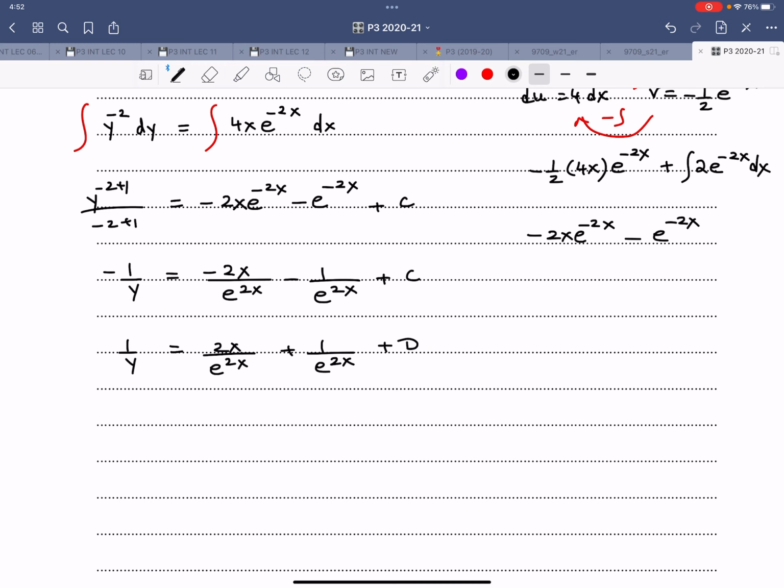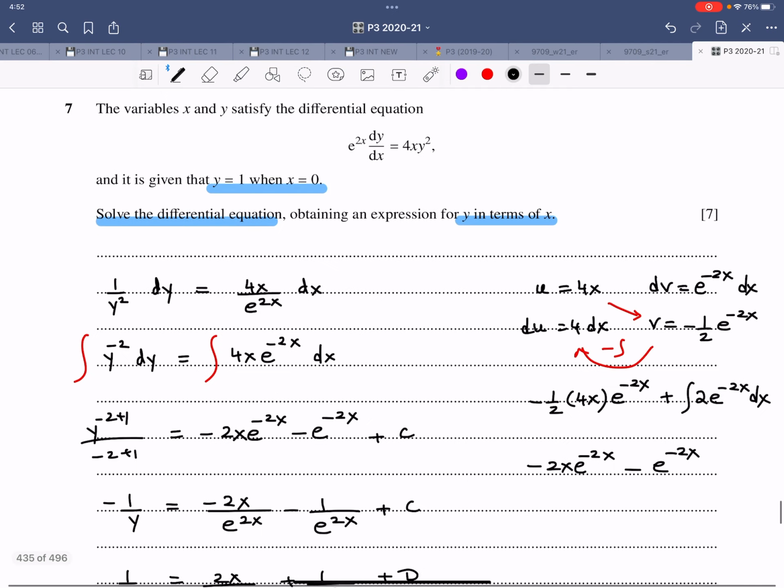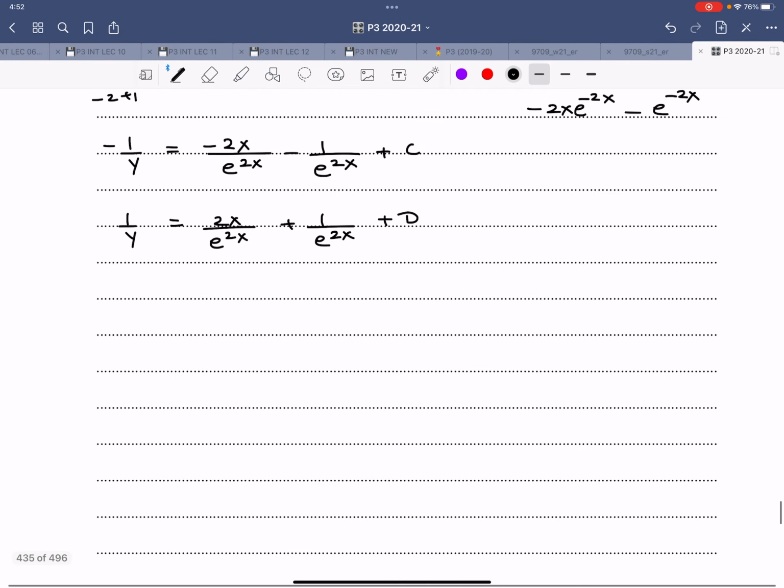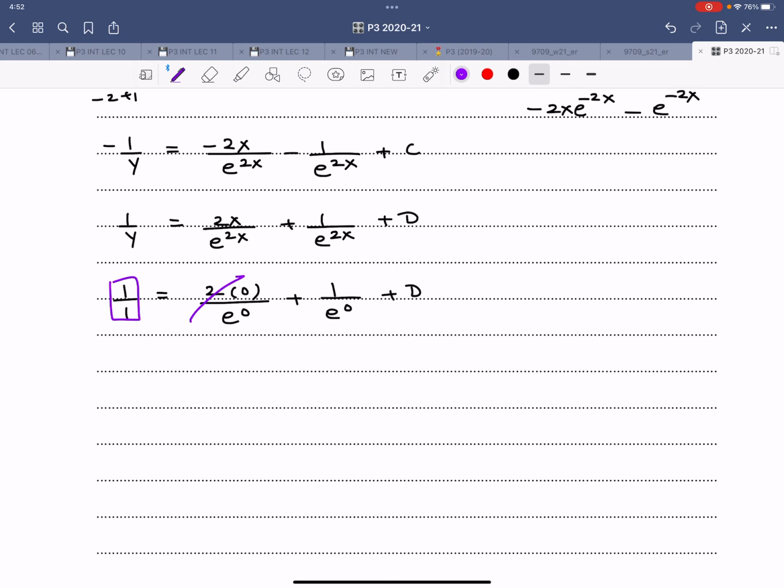I have changed it. Now when y is 1, x is 0. Y is 1, so 1 over 1, x is 0, 2 into 0 divided by e raised to power of 0, 1 over e raised to power of 0 plus d. This thing is 1, that's written. 2 into 0 becomes 0. 1 over 1 is 1. This is d. So therefore 1 and 1 cancel off, and d comes out to be 0. Do double check that the value of this is coming out to be 0.